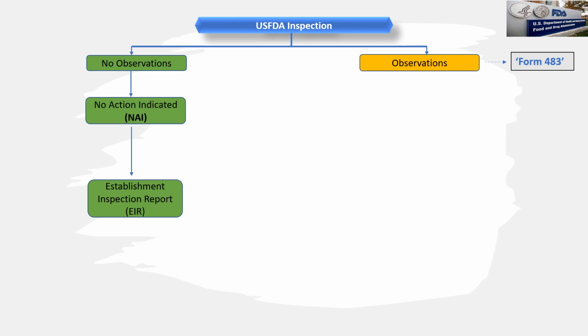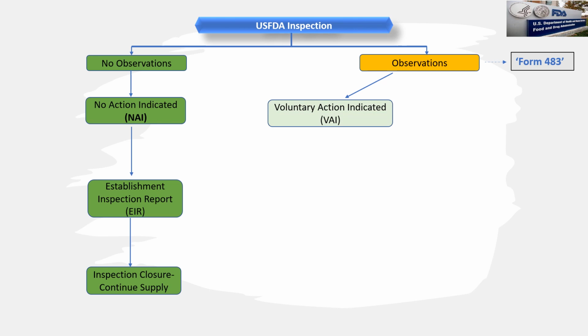The EIR is not just an inspection report, it is an overview of the whole process right from the entry of the inspectors at the site till the end of the inspection, and once the EIR is received, it is the inspection closure and the firm can continue the supply. However, if there are observations, that is, Form 483 has been issued, there are two outcomes. First, Voluntary Action Indicated. In this case, there are no critical observations.